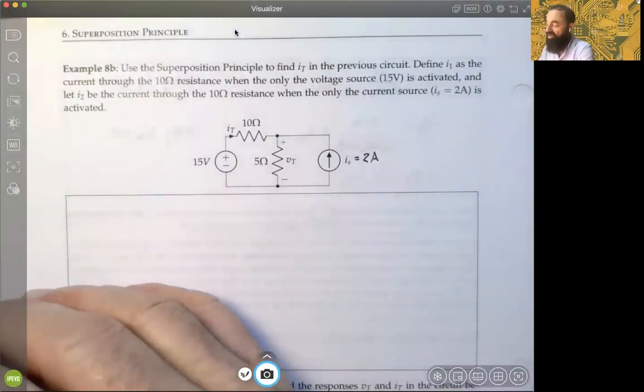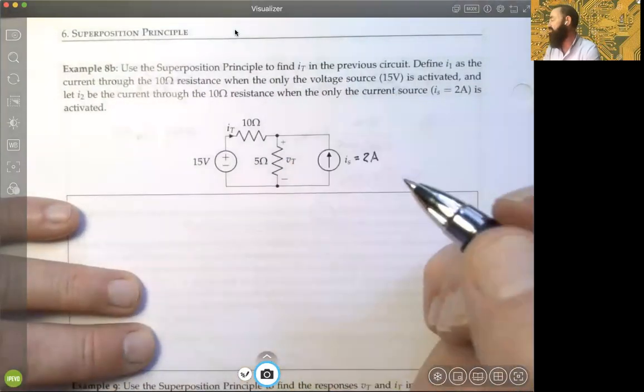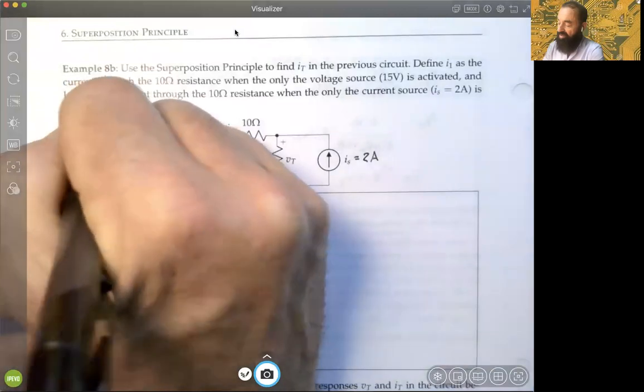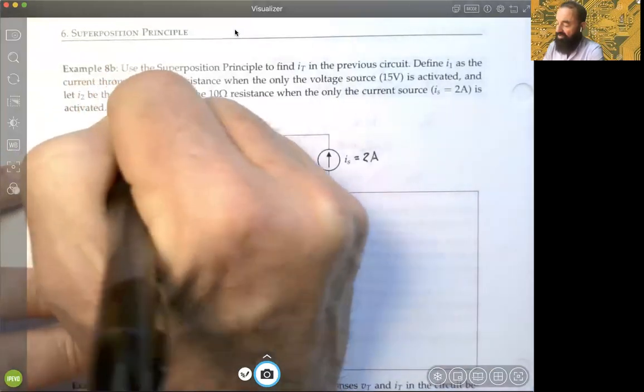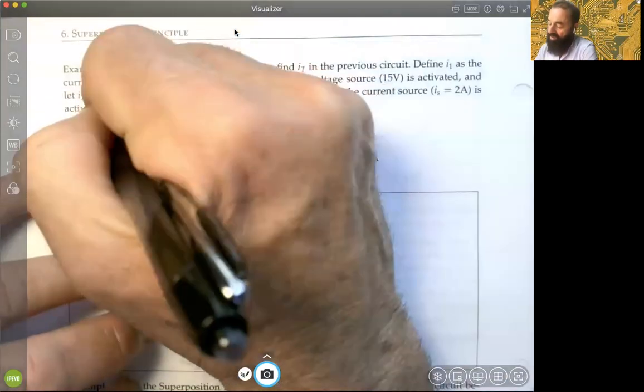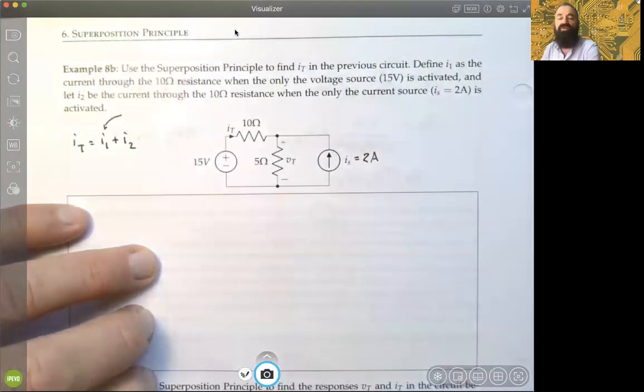And our goal is to get IT. Sometimes it's very helpful to just do this. Say, well, this is what we're going to get. We're going to get it as the sum of two responses, and then maybe just indicate which source you're zeroing out.